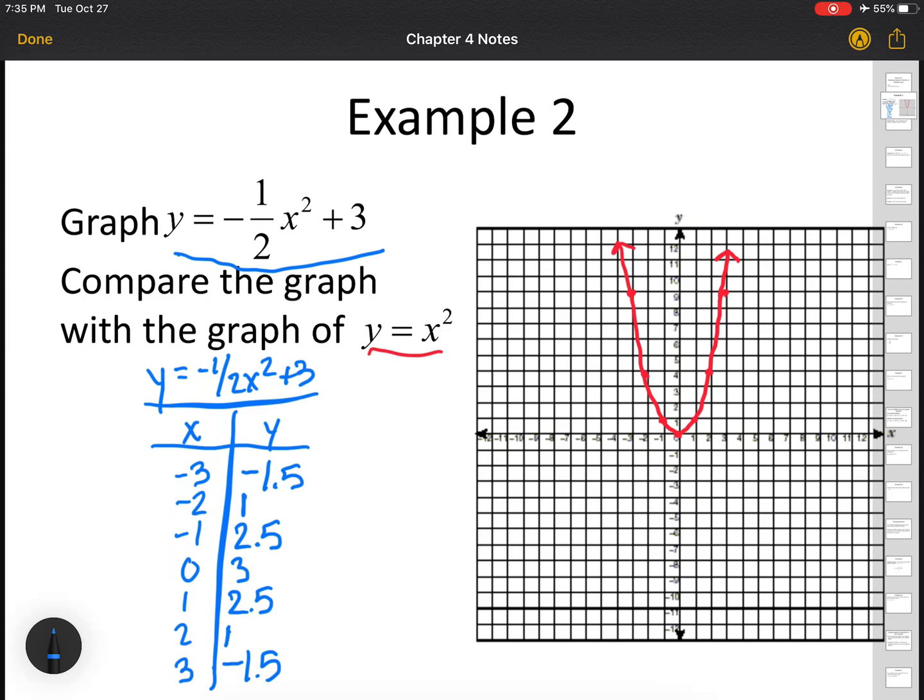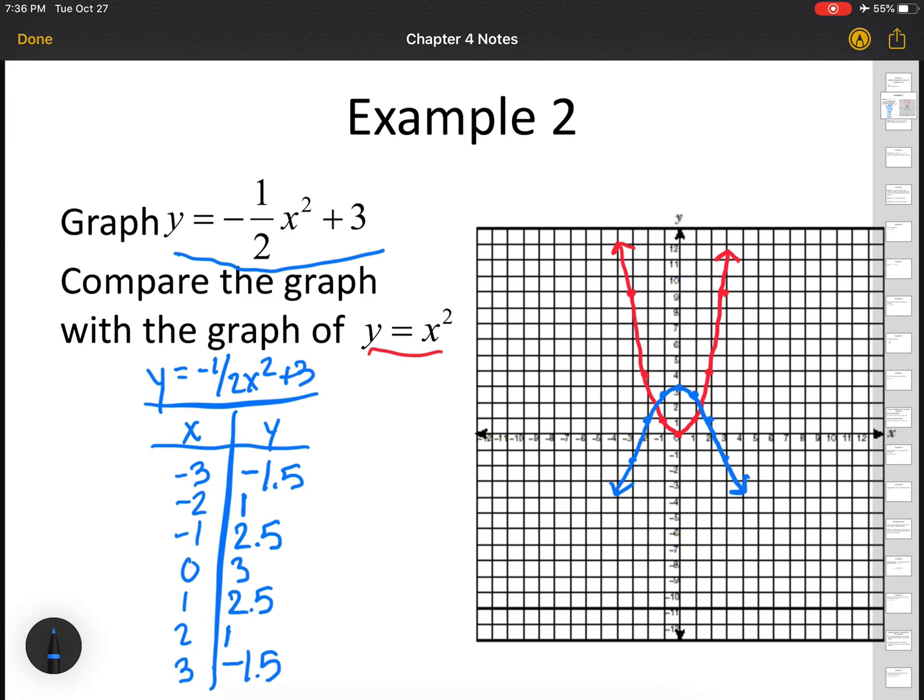So if I graph those, -3 and down 1.5. -2, 1. -1 up 2.5. 0, 3. 1, 2.5. 2, 1. And 3, -1.5. And I'm connecting those with my smooth curve.